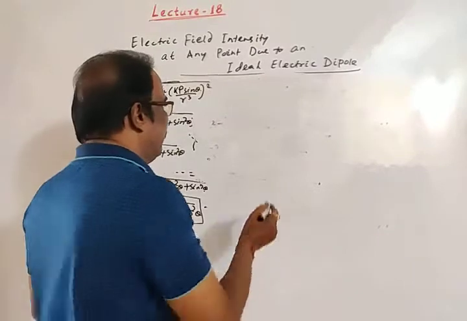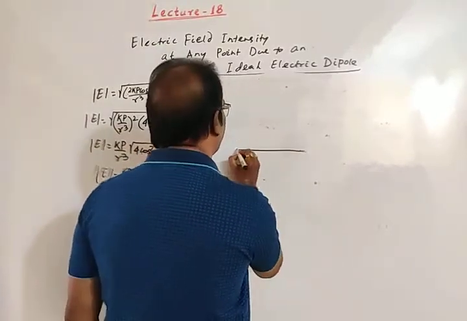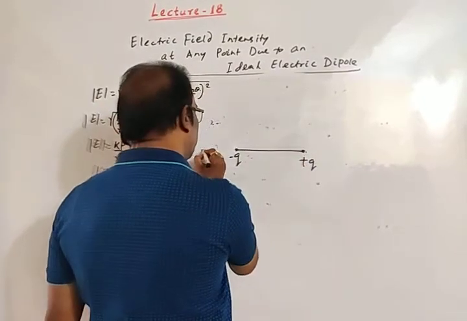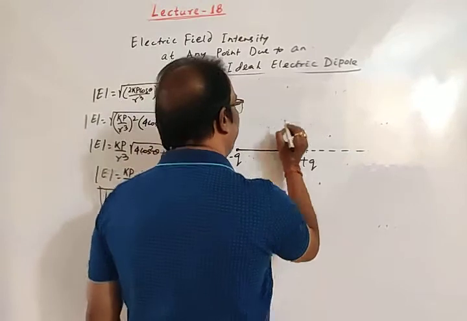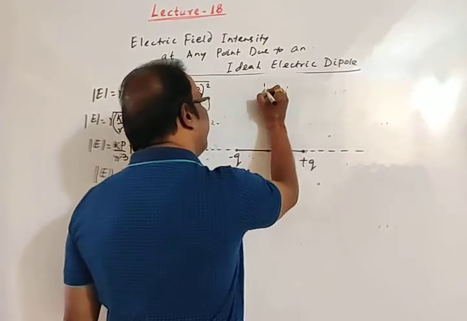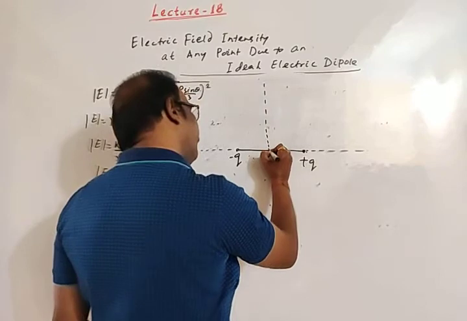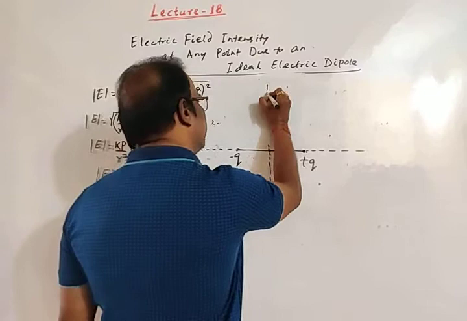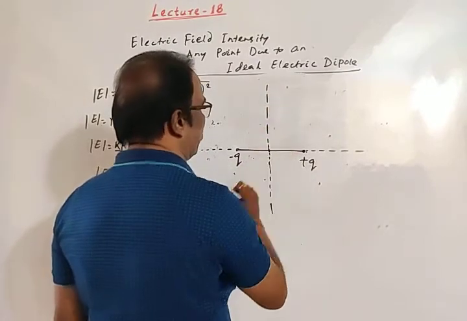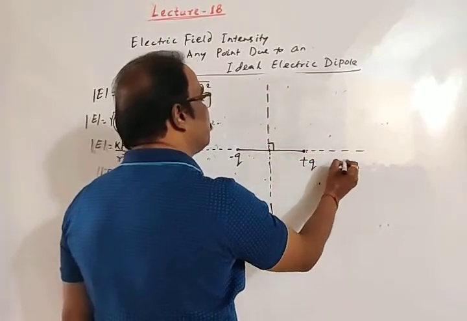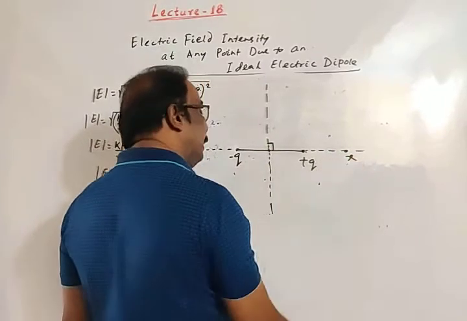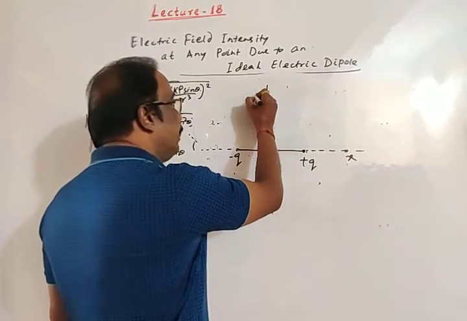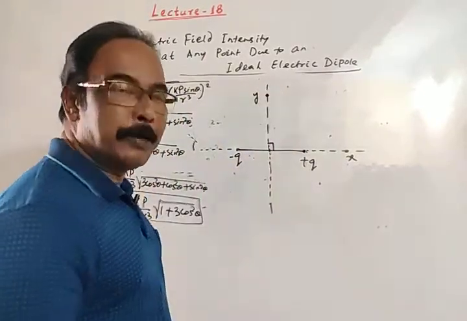Again, this is the dipole. This is minus Q and this is plus Q. This is the axial line. This is the center of the dipole. This is the equatorial line. So any point on the axial line is end on position. Any point on the equatorial line is broadside on position.